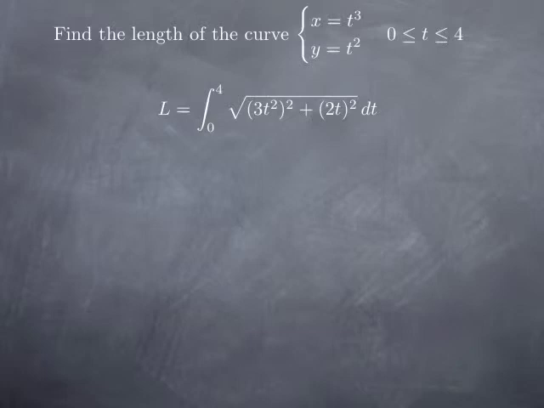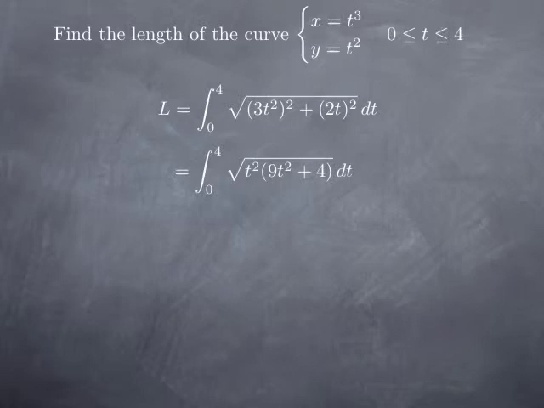So we apply the formula, and L is the integral from 0 to 4 of the square root of the sum of the squares of the derivatives of x and y. Derivative of x is 3t squared, derivative of y is 2t. So we obtain 9t to the fourth plus 4t squared inside the square root. And factoring t squared, we get the square root of t squared multiplied by 9t squared plus 4.